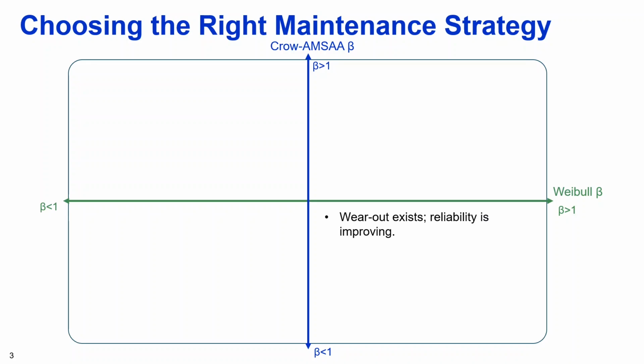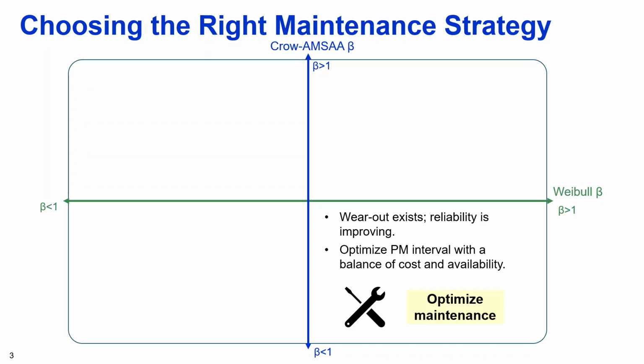Here, Weibull tells us that the failures are wearing out, meaning that the failure risk increases as the equipment ages. In this situation, preventive maintenance can effectively reduce failures. At the same time, Crow-AMSAA shows that the reliability is improving, indicating that the current maintenance strategy is working. So here the next step is to optimize the maintenance interval or move toward predictive maintenance if reliable condition monitoring is available.